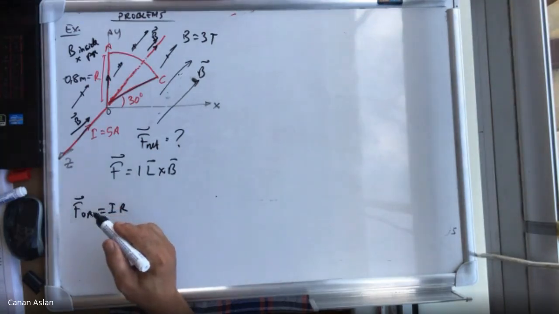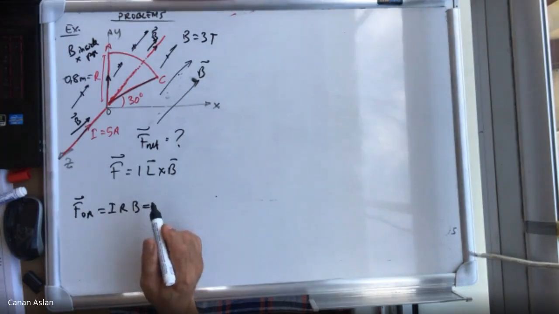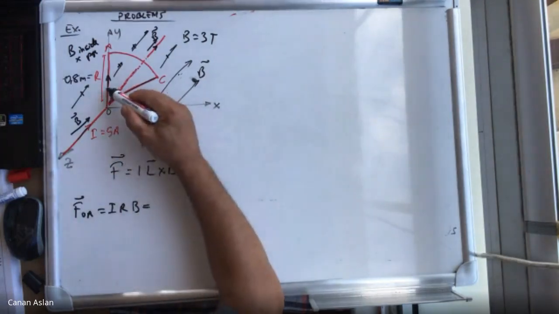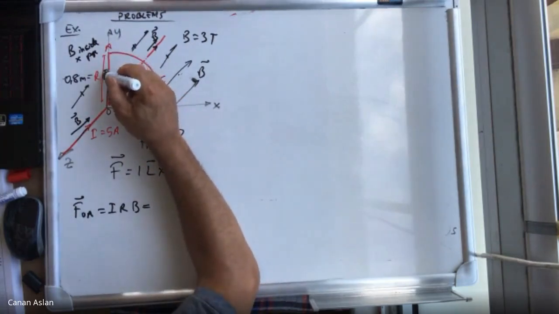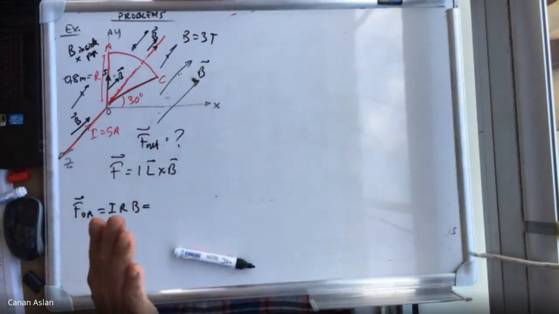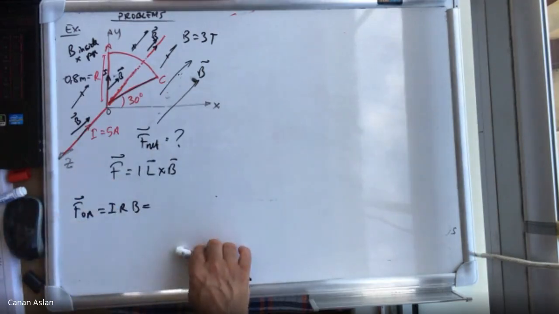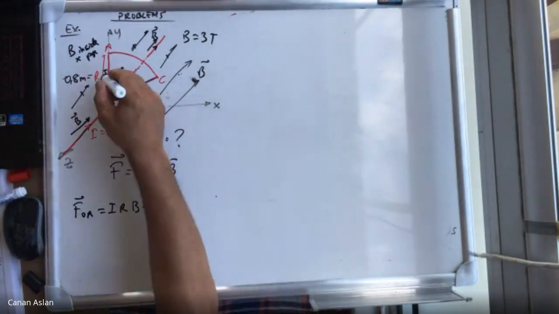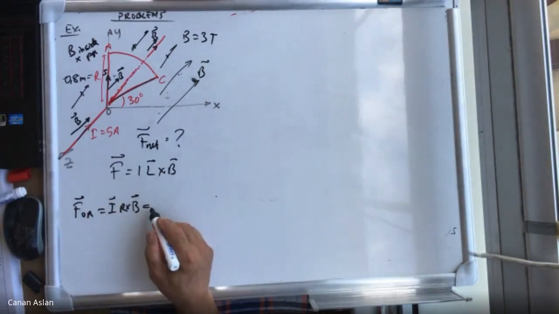IRB, right? Now we have to find the direction of the force. Don't forget, in this part, the B is this way, the current is that way. So I cross B is going to be to the left. So I cross B is going to be to the left. So now let's write it like that. So I cross B, okay?